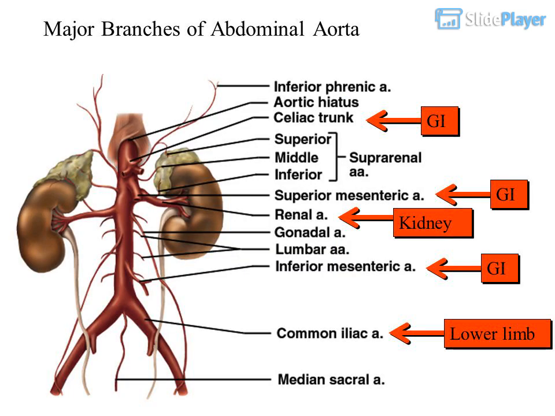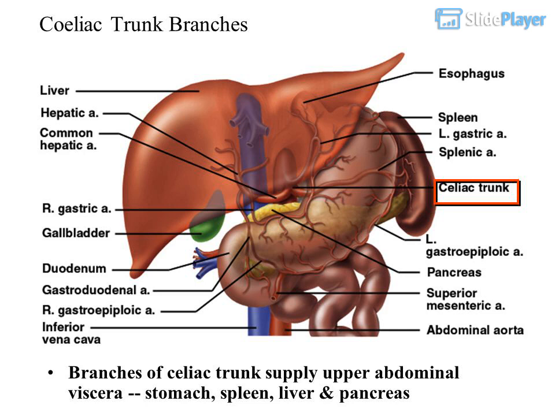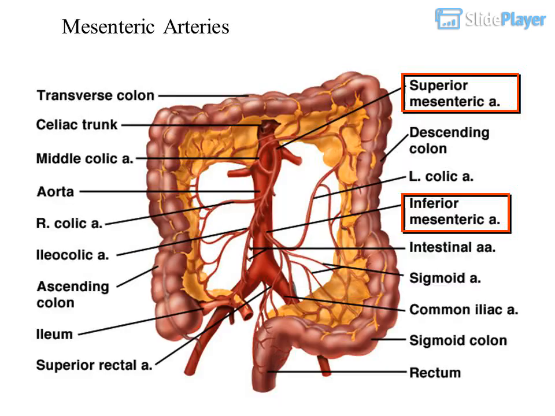Major branches of abdominal aorta. GI. Kidney. Lower limb. Celiac trunk branches. Branches of celiac trunk supply upper abdominal viscera, stomach, spleen, liver and pancreas. Mesenteric arteries.